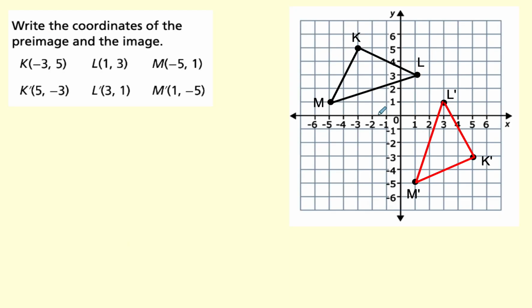Let's take a look at this picture. It looks like this is a reflection, but it doesn't look like it's the x-axis or the y-axis. I want you to notice what the points look like. This is the x, this is the y, and K prime, this is the x and this is the y. Notice that the points have just changed their place. So x and y look like they have exchanged places. X, y, x, y.